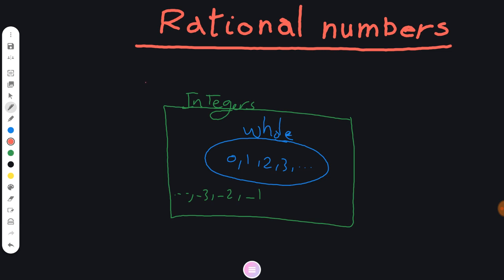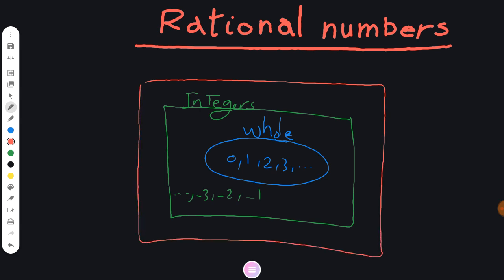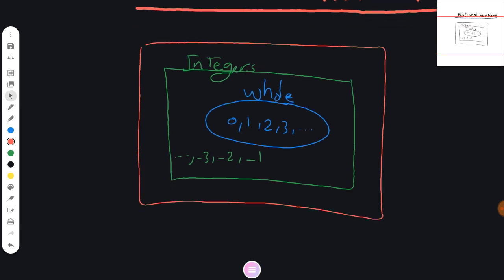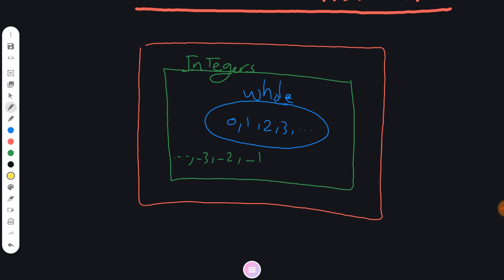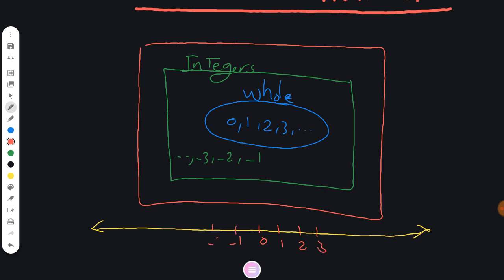Okay, I have now something we didn't mention before. Are there any numbers we missed on the number line? If I have the number line like this one, actually we start with 0 in the middle, 1, 2, 3, and so on, negative 1, negative 2, negative 3, and so on. Okay, what are the numbers between 0 and 1?